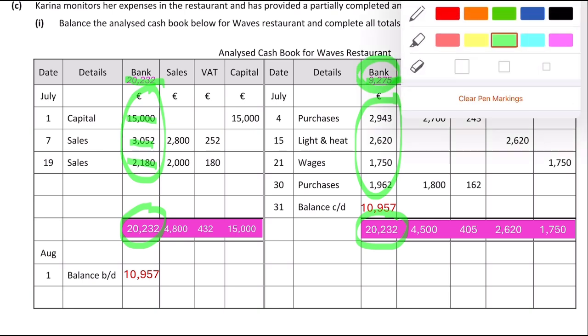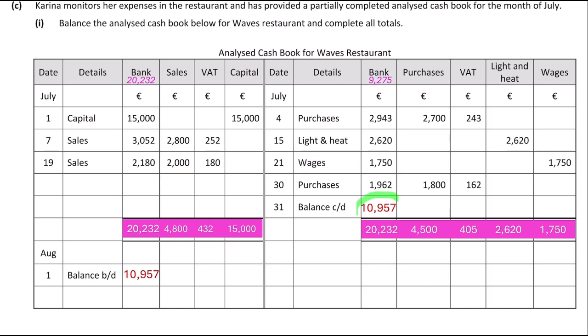So we need to say, how much do I need to add to this side to get it equal to 20,232? The amount is €10,957. That is the balance carried down on the 31st of July, and then the balance brought down on the 1st of August is €10,957. So that's our analysed cash book complete.